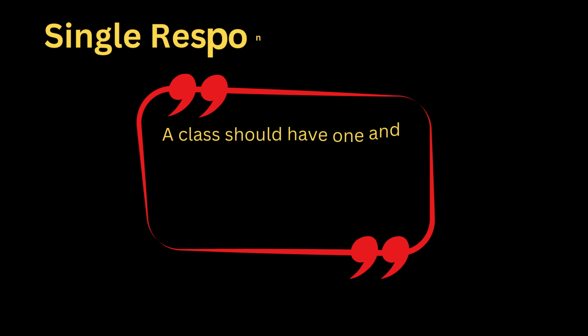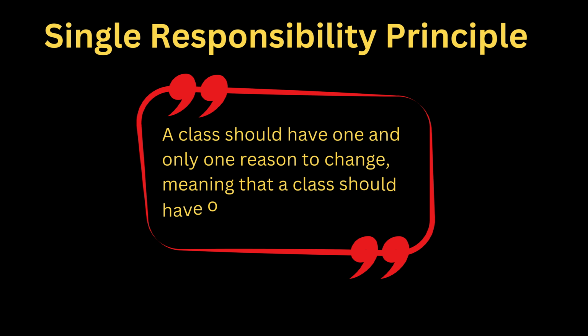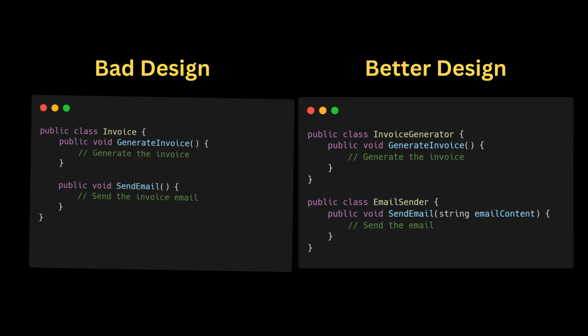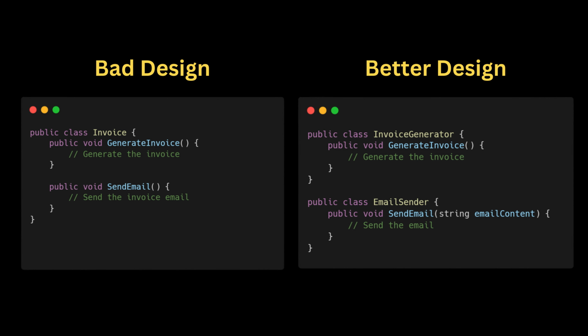Single responsibility principle. A class should have one and only one job to be responsible for. Here you see 2 class designs. The one on the left is an example of bad design because invoice class has also send email function, which breaks the single responsibility rule because sending email and generating invoice are totally different jobs and they must be separated.